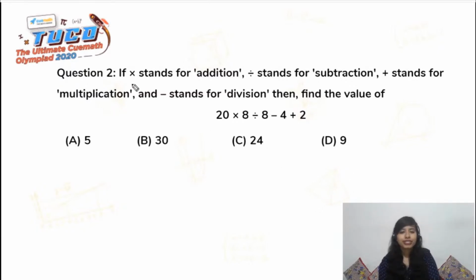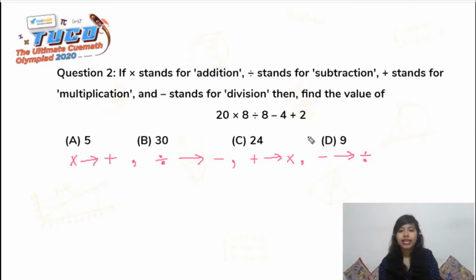Now the question says, if multiplication stands for addition, so the operations' meanings are basically getting changed. Multiplication now turns out to be addition. Next, division stands for subtraction, so my division is being replaced by subtraction. Then we have our addition, which is going to be replaced by multiplication. And we have our subtraction, which is going to be replaced by division.